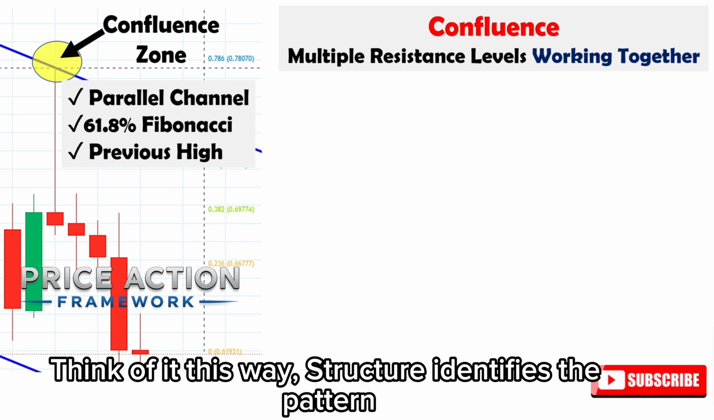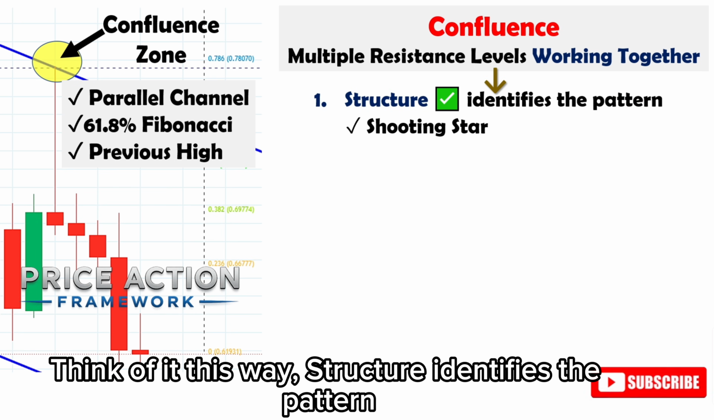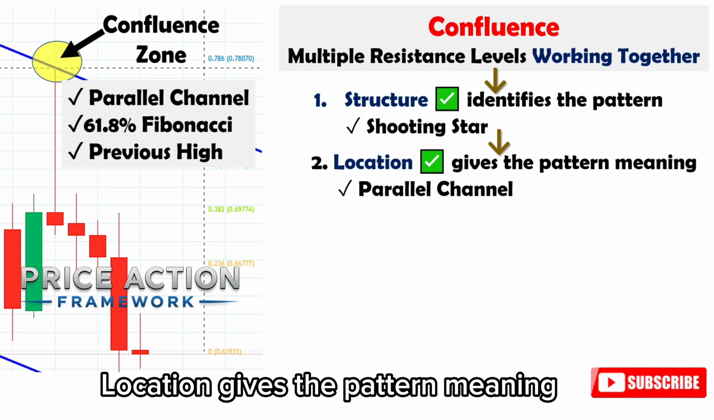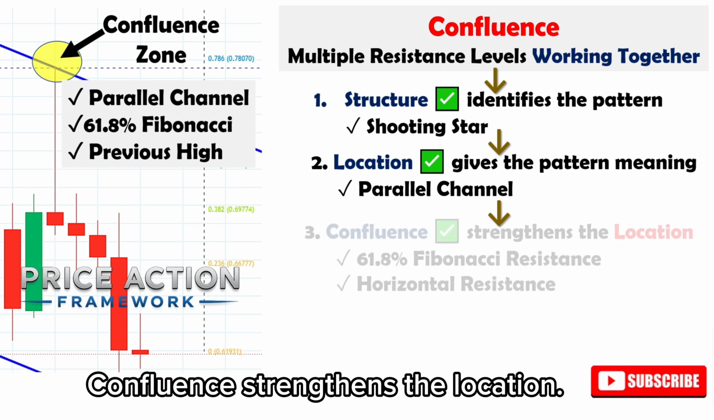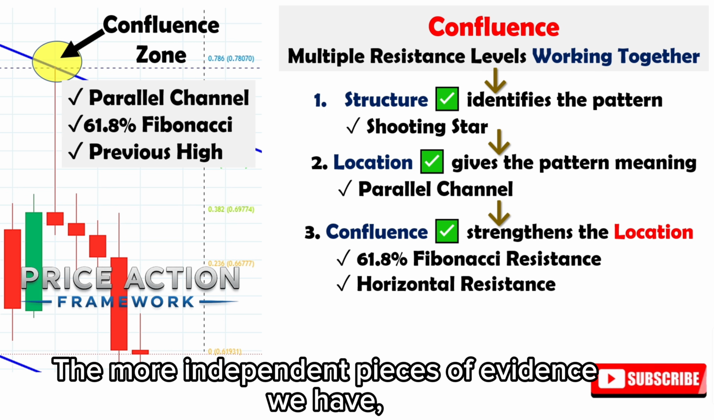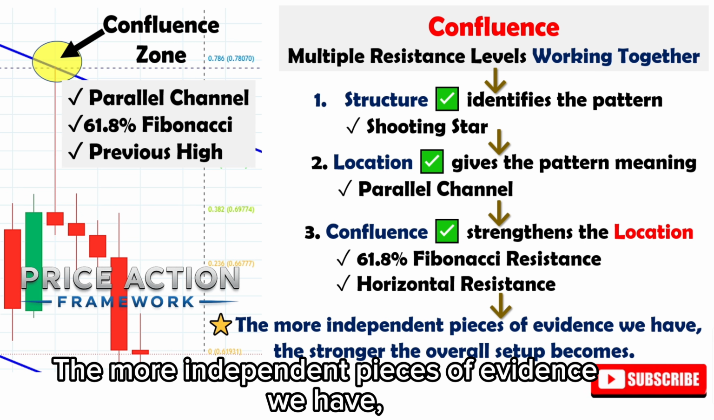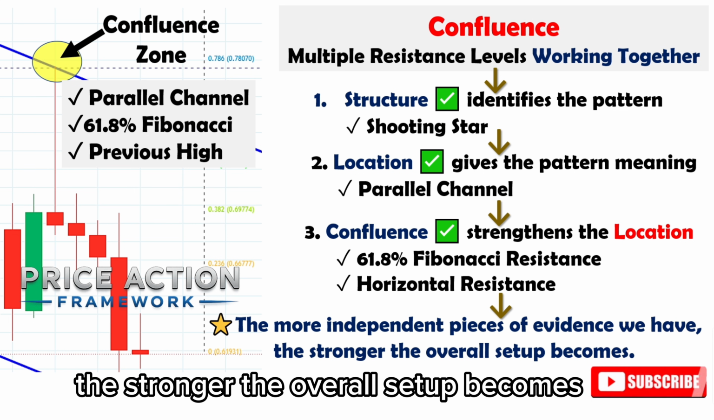Think of it this way. Structure identifies the pattern, location gives the pattern meaning. Confluence strengthens the location. The more independent pieces of evidence we have, the stronger the overall setup becomes.